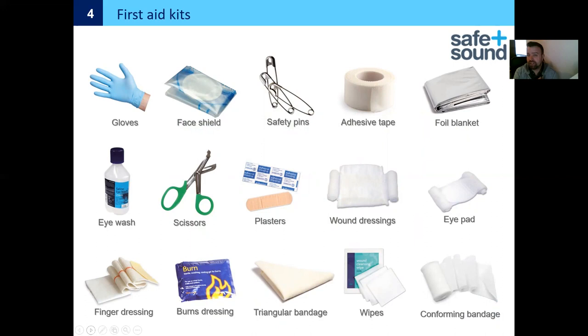Gloves, facials for CPR, safety pins, you can do a multitude of things with those, micro tape or adhesive tape, your foil blanket. If you go back to your epilepsy training, we talked about the foil blanket, great for covering up for dignity and privacy. We talked about hypothermia and the effects of heat loss. What a foil blanket does is it keeps the heat into the person.